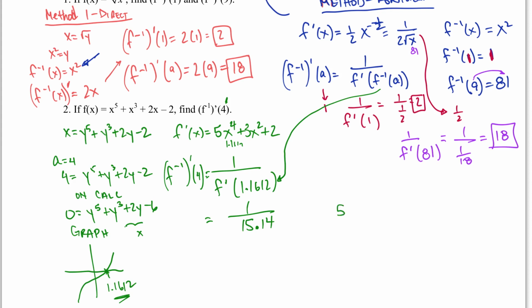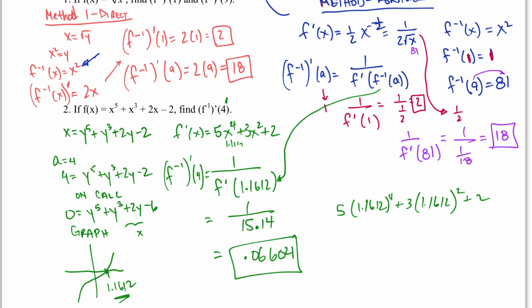Again, what you did was 5 times 1.1612 to the fourth plus 3 times 1.1612 squared plus 2, and that's what you get. So breaking this down, this becomes 1 divided by 15.14, which is 0.06604.